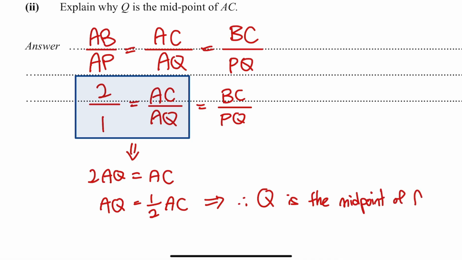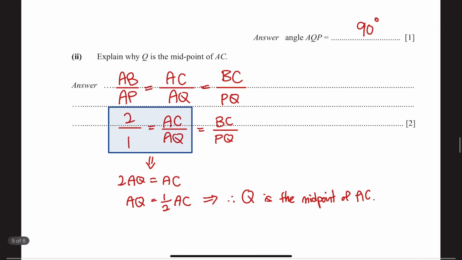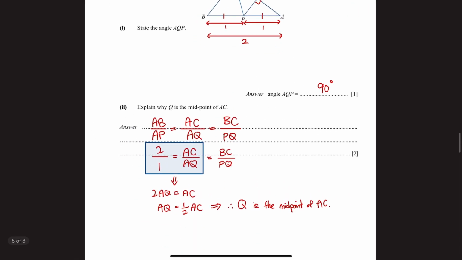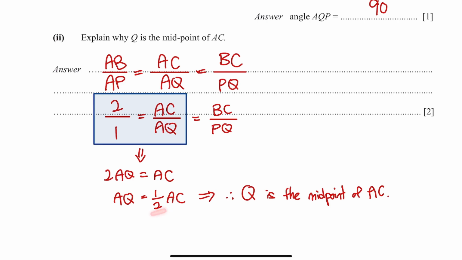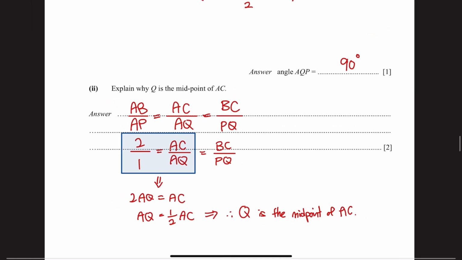Okay, so in order to answer this question, you need to be very, very mathematical in terms of how you use the properties of similar triangles to show very clearly the ratio of the sides, the length. AQ is half of AC, therefore Q is the midpoint of AC. You must show true mathematical facts. You cannot just write based on what you assume. So this will be the solution to part 2.